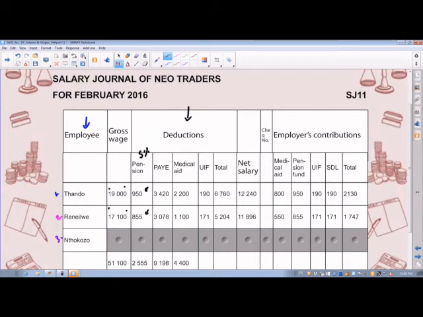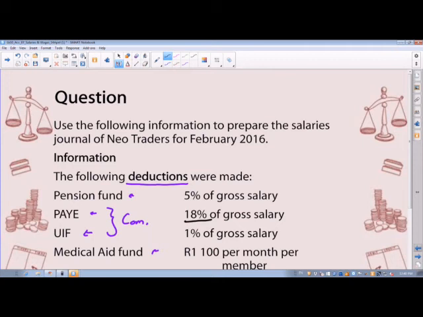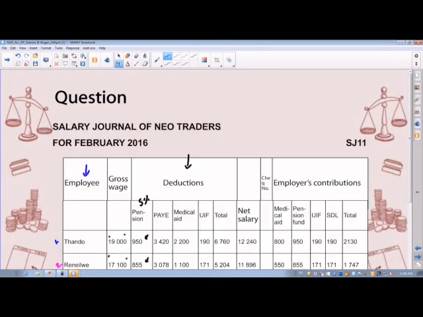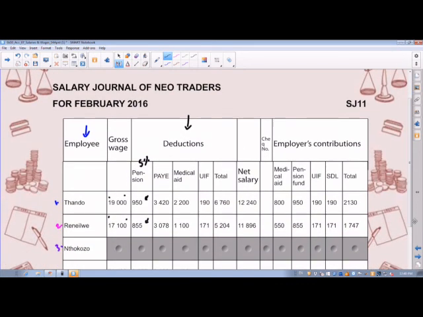Now, within your information, I'll quickly go and show you again so that you don't get confused. Your gross salary needs to be taxed at 18%. So your pay as you earn will be 18% on the gross salary. So let's go and work that out. Calculators need to be handy and on your table. So you take your 19,000 times 18%. I'm just showing you the calculation. You can't do this in your exam. So 18% times 19,000 will give you your answer of 3,420, and then your 17,100 times 18% will give you 3,078.